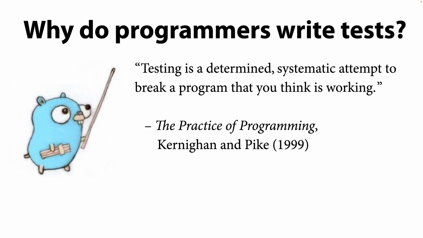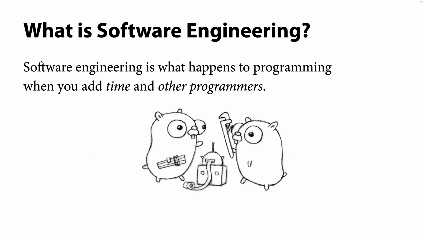But for most of us here today, it's not why we write tests, because we are not mere programmers. We are software engineers. Let me tell you what I mean. I like to say that software engineering is what happens to programming when you add time and other programmers. Programming means getting a program working. You have a problem to solve, you write some code, you run it, you test it, you debug it, you get your answer, and you're done. That's already pretty difficult, and testing is an important part of that process. But software engineering means doing all that in programs you keep working on for a long time and with other people, and that changes the nature of testing.